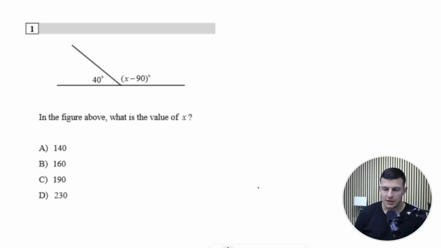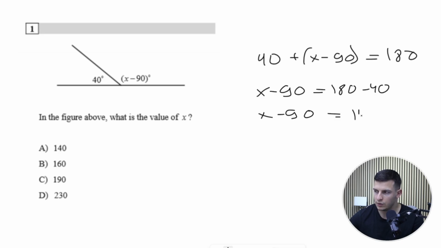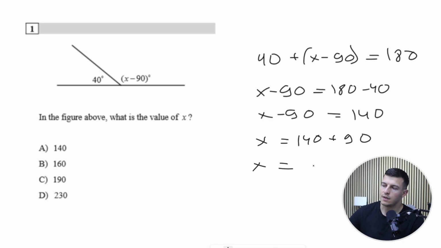In the figure above, what is the value of x? From the image that you saw, these are supplementary angles, not complementary, which means they should add up to 180 degrees. So 40 plus x minus 90 should be equal to 180. Move the 40 to the other side. x minus 90 is equal to 180 minus 40, so x minus 90 is equal to 140. x is going to be 140 plus 90, so x is going to be 230.